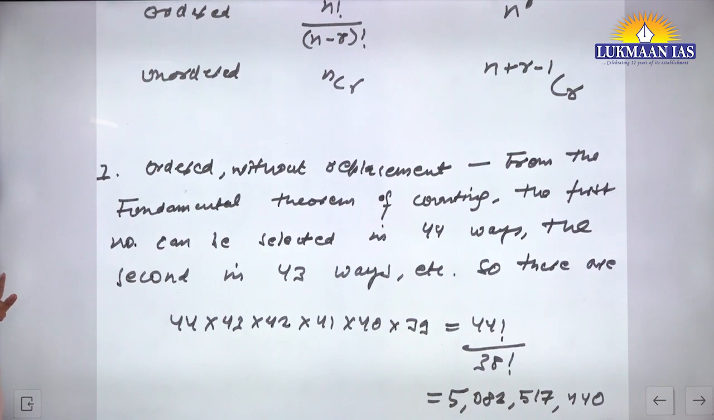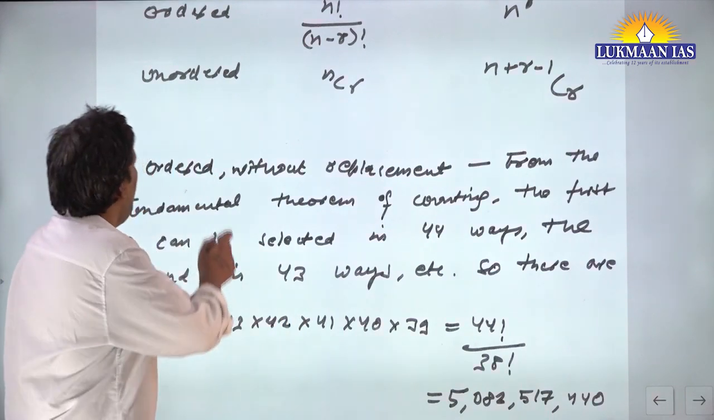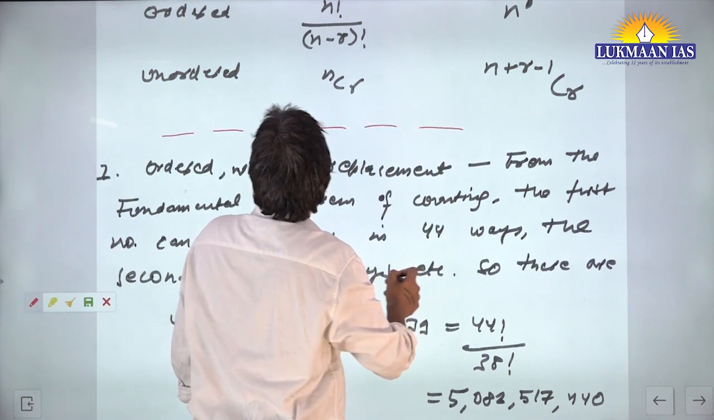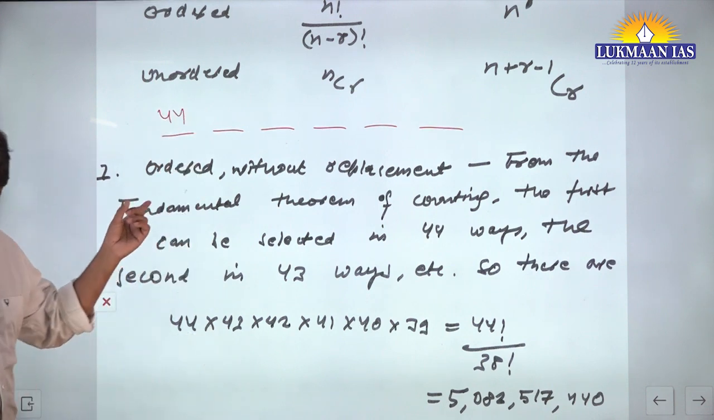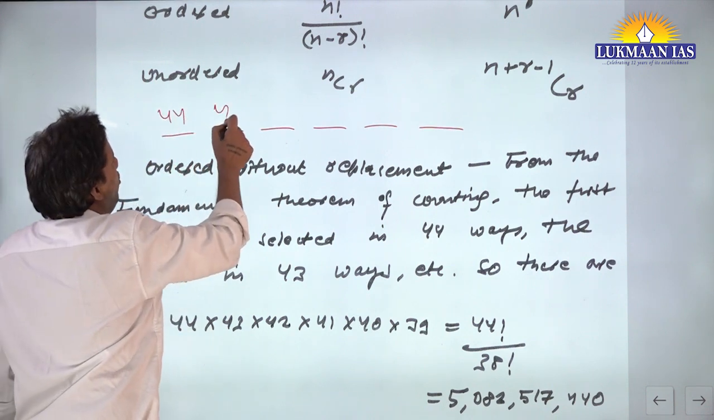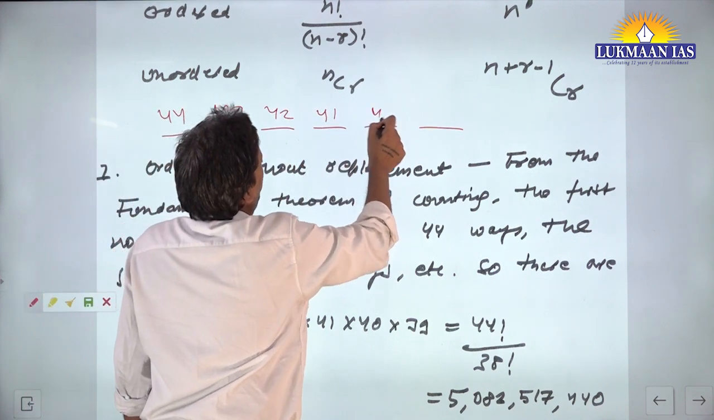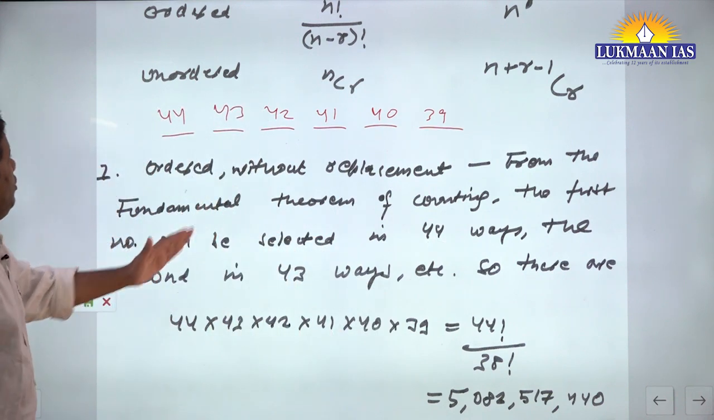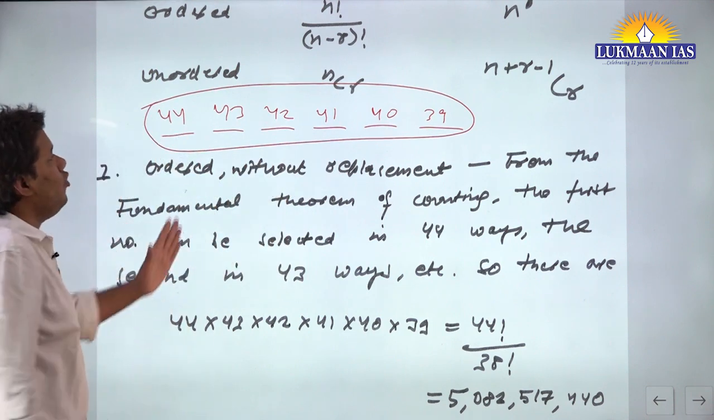See, here your fundamental theorem of counting will come into place. Let's say there are 44 numbers, right? And you have to choose 6 numbers, right? So the first number you can choose in how many ways? 44 ways. Once it has been chosen, you will have 43 ways, then 42, 41, 40, and 39, right? So this is the case if you are choosing 6 numbers out of 44.